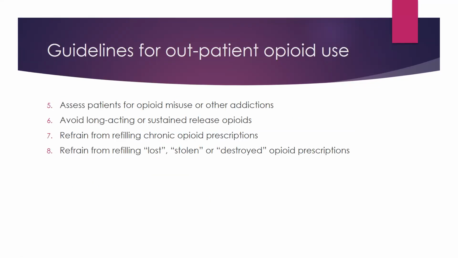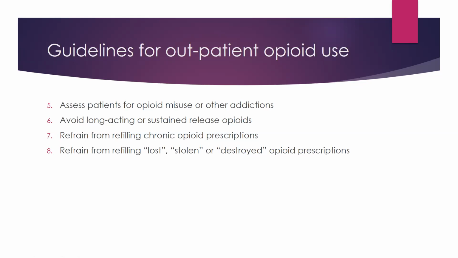Then assess the patients for opioid misuse or other addictions, because patients who have opioid misuse will need higher doses of opioids. And again, we want to be able to assist the patient as much as they have come in with pain. If we identify that they have opioid misuse or other addictions, we should be able to refer them for appropriate mental health care. Avoid using long-acting or sustained-release opioids in acute pain.